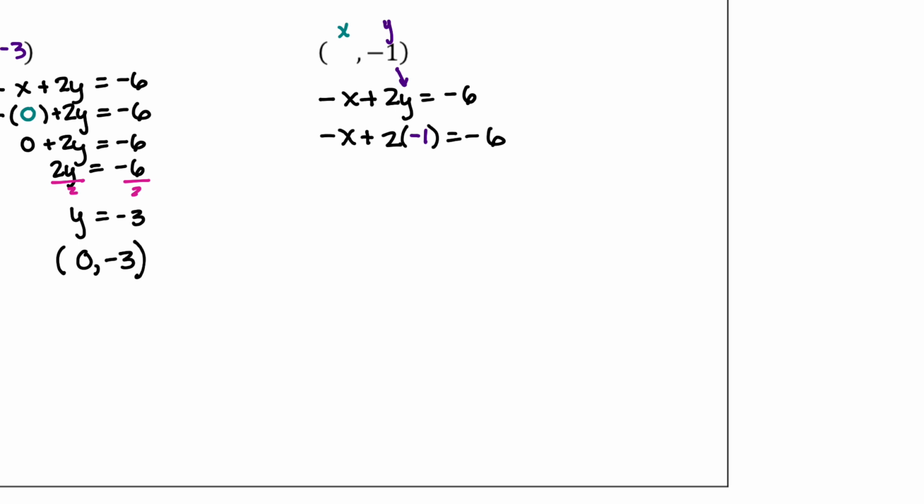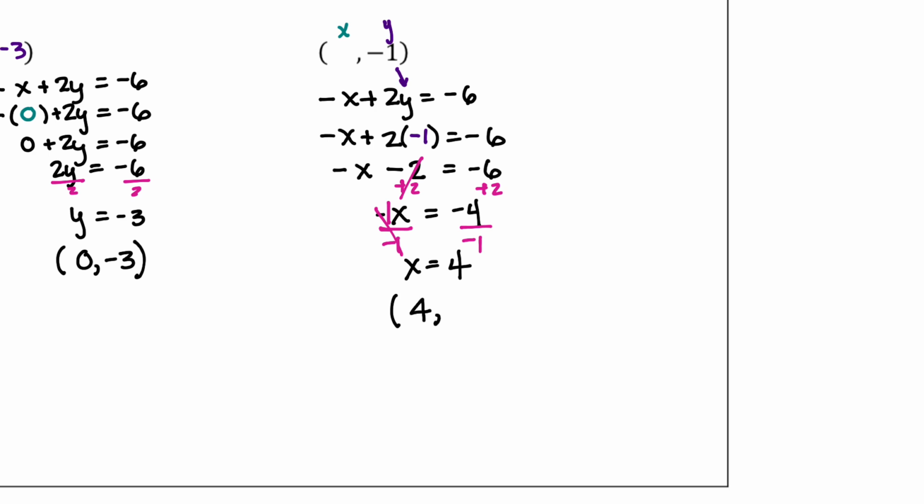Solve it for x now. So we need to simplify. 2 times negative 1 is negative 2. And that negative becomes the subtract, right? So now we're going to add 2 to both sides. 2's cancel, leaving negative x by itself on the left. And we get negative 4 on the right. We have that invisible negative 1, so we're going to divide by negative 1. Those cancel, and we get x equals 4. So to finish the point, we get 4 comma negative 1.